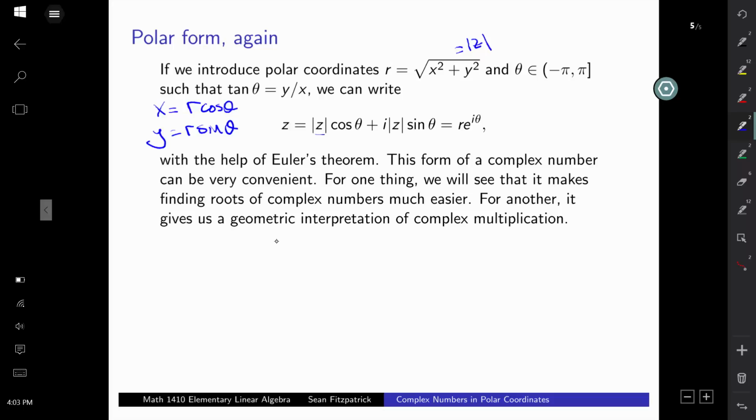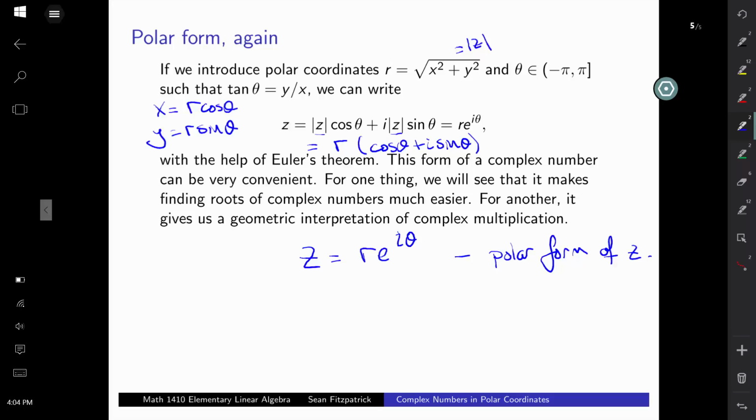Now, of course, this guy here is a common factor. You can take it out. So you pull out that r, the modulus of z, and you have cos theta plus i sine theta, right? But then Euler's formula tells us that cos theta plus i sine theta is e to the i theta, and so we get this nice compact form. So z equals r e to the i theta. This is the polar form of our complex number.